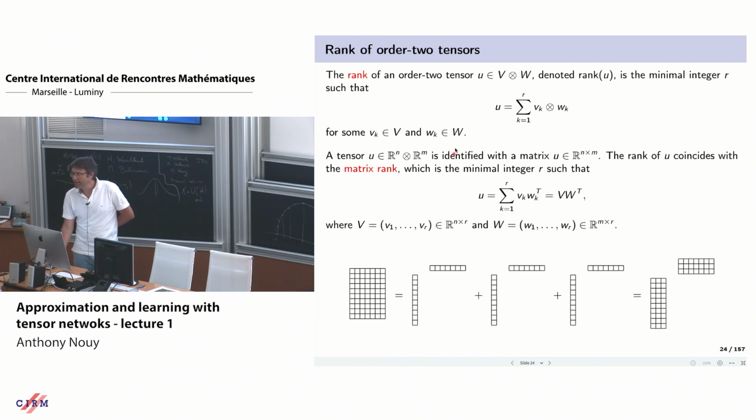If you identify your tensor u with a matrix with n rows and m columns, the rank defined here is no more than the matrix rank, okay? Which is the minimal integer such that you can write your matrix as a sum of outer products of two vectors v_k and w_k, represented here in matrix notation, V W transpose, where V is a matrix whose columns are the v_k, and W is a matrix whose columns are the w_k.